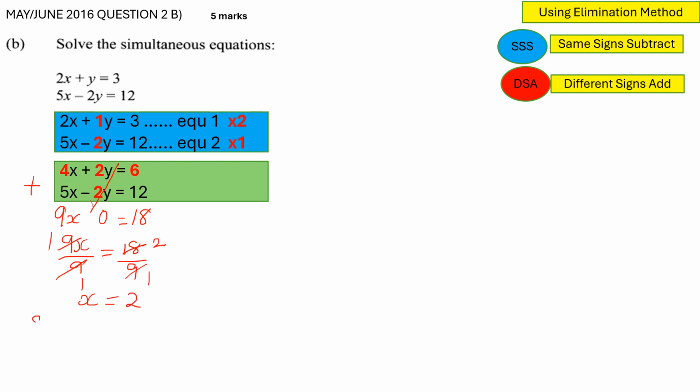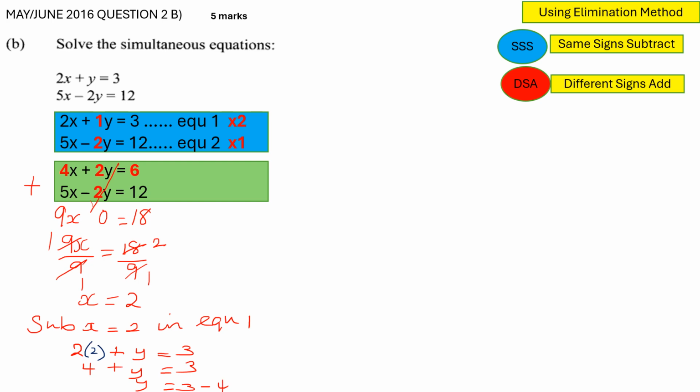Now we're going to substitute x equals 2 in equation 1. So we're going to get 2. Wherever we have x, we're going to replace it with 2. Let's put it in a different color. Plus y equals 3. So 4 plus y equals 3. So y equals 3 minus 4.